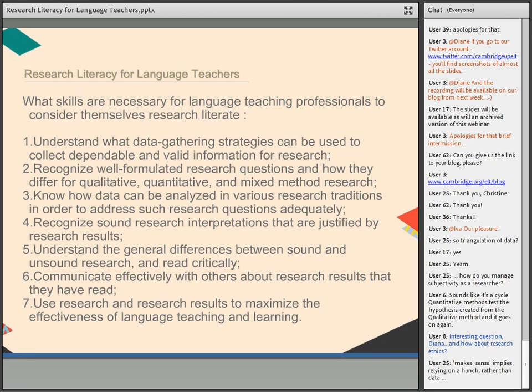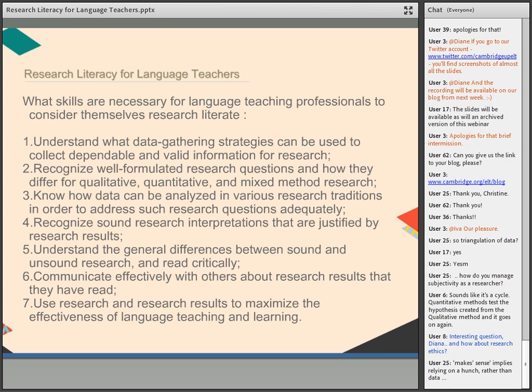They're trying to communicate something with you, and you've got every right to read that communication critically. The fourth skill that research literacy really demands in our field, I think, is the ability to communicate effectively with others about the research results that you encounter.